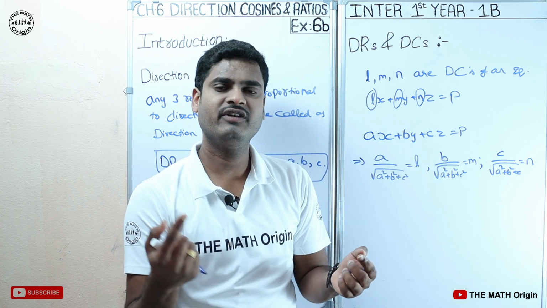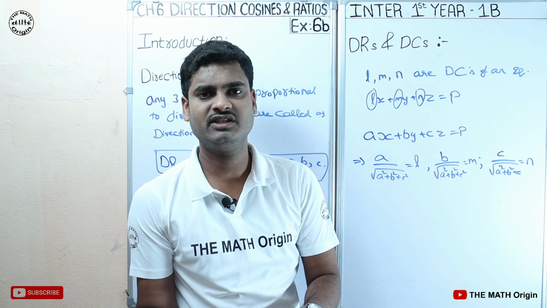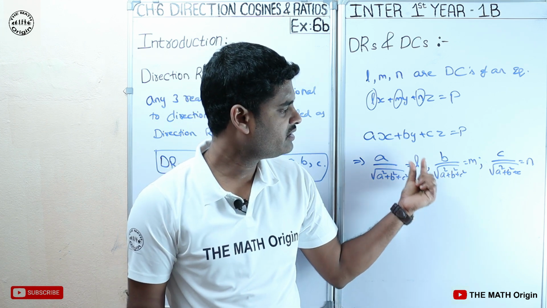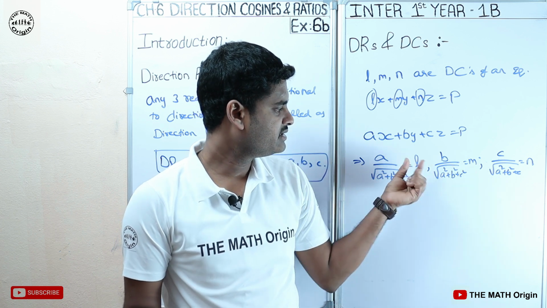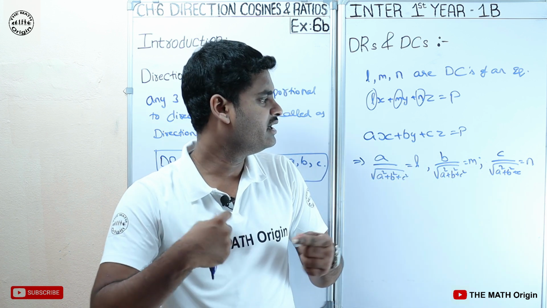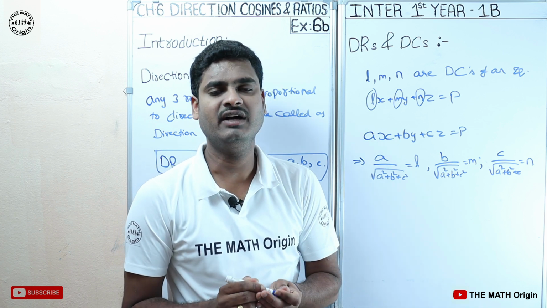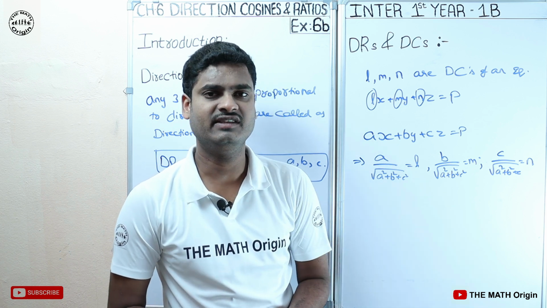If a given equation is in the form of direction ratios, from that we can find l, m, n with these standard equations, and we get the resulting direction cosines.